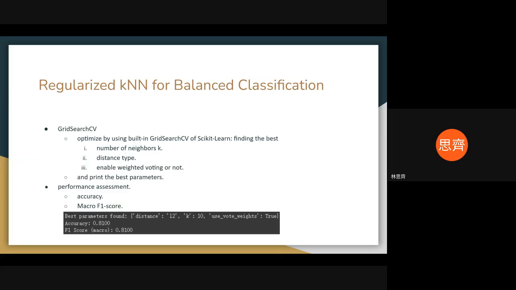In the final part, we also use grid search CV to tune hyperparameters such as the number of neighbors and the distance metrics such as L2, weighted L2, and both weightings. Then we assess the accuracy and macro F1 score, and the result is as shown in the slides. This is what I concluded from the course.